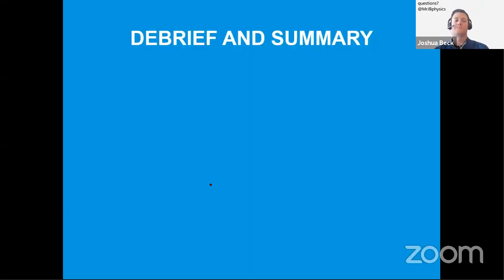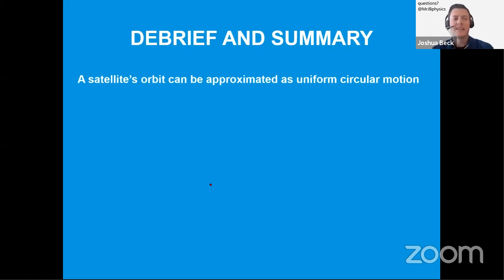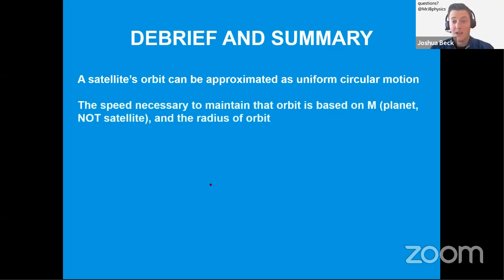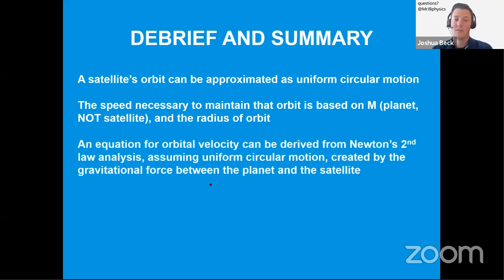So if we have a satellite that's orbiting a planet, we can approximate it as uniform circular motion. There's a specific speed in order to maintain that uniform circular motion. It's based on the mass of the planet, not the satellite. It's based on the mass of the planet and then the radius of its orbit. And I showed you that derivation, how to find that exact speed required to maintain that circular orbit. Okay, so we can derive that from Newton's second law.